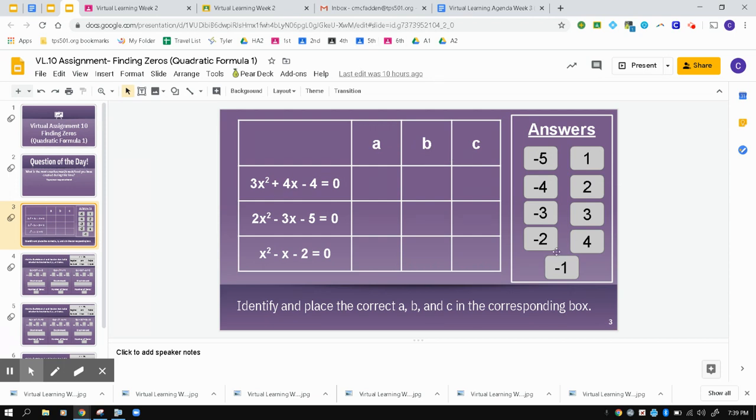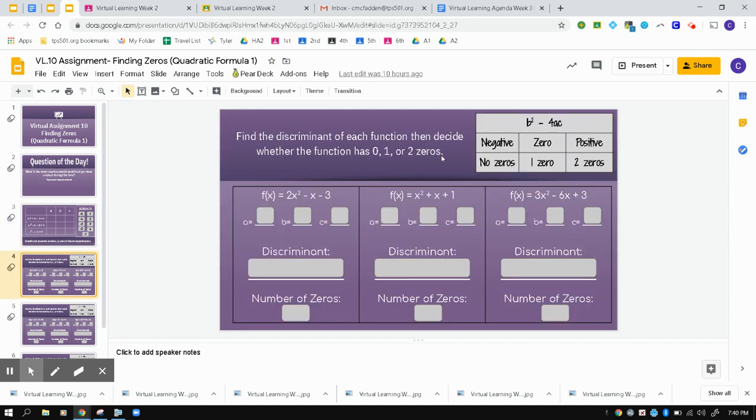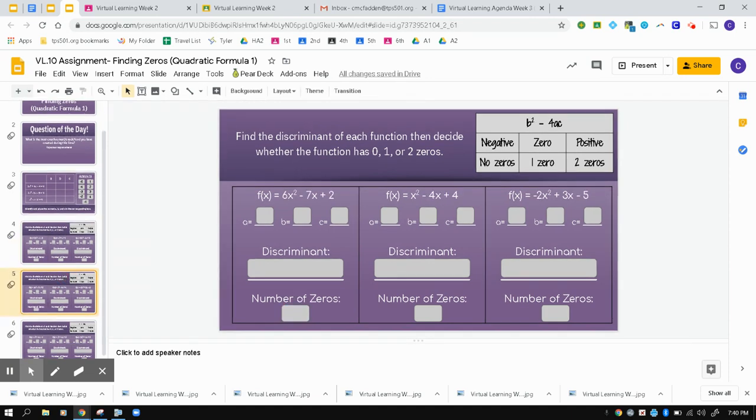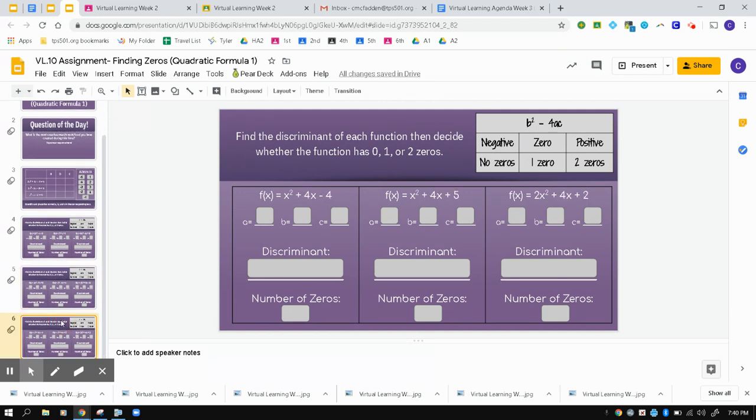You are going to move these numbers right here over to here based off of the A, B, and C values of this equation, then this equation, then this equation. Okay? Then you're going to type for me what A, B, and C are. Tell me the discriminant. This just needs to be a number. You don't need to show me your work. And then tell me how many zeros it has. Either write 2, 1, or none. Okay, and you're going to do that for the next 3 slides. And that's about it, guys.